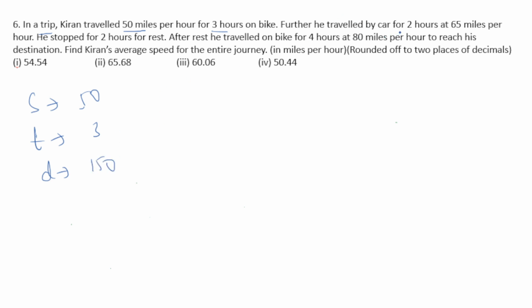Okay. Further, he traveled by car for 2 hours. Time is 2 hours and the speed is 65 miles per hour. Okay. So, what is the distance traveled? It is 65 into 2. It is 130 miles. He stopped for 2 hours for rest. If he had taken 2 hours of rest, how much distance he has traveled? 0. After rest, he traveled on bike for 4 hours at 80 miles per hour. So the distance traveled is 80 into 4. It is 320 miles. Okay.